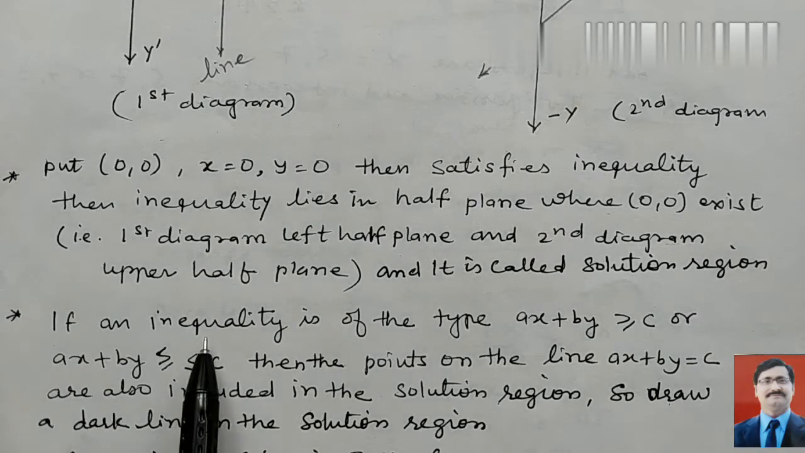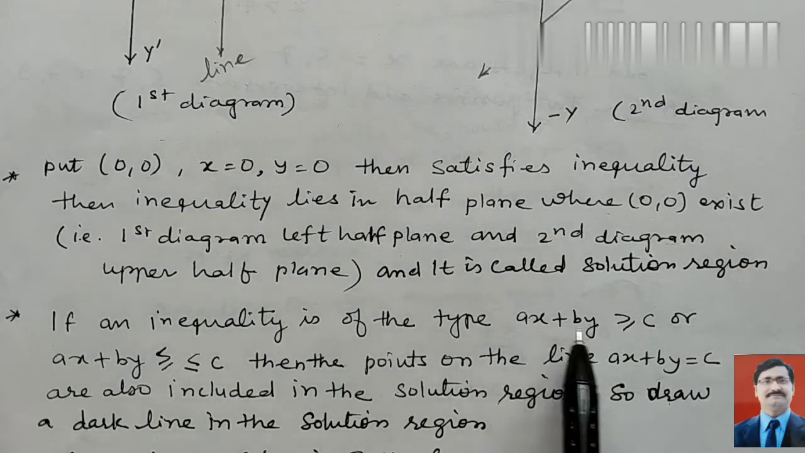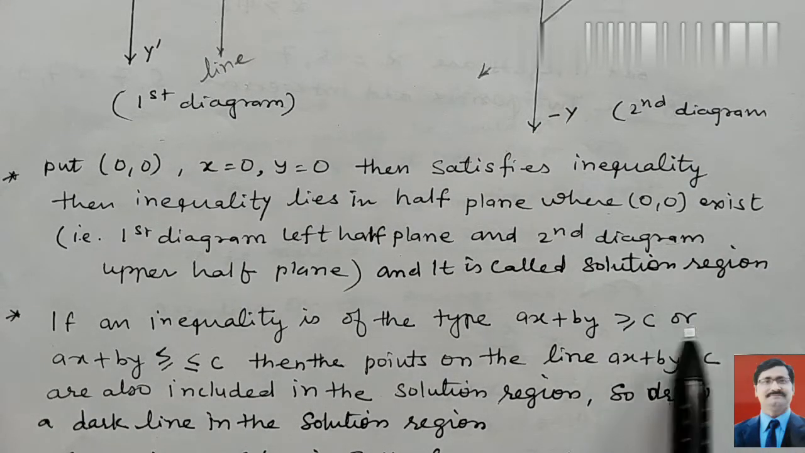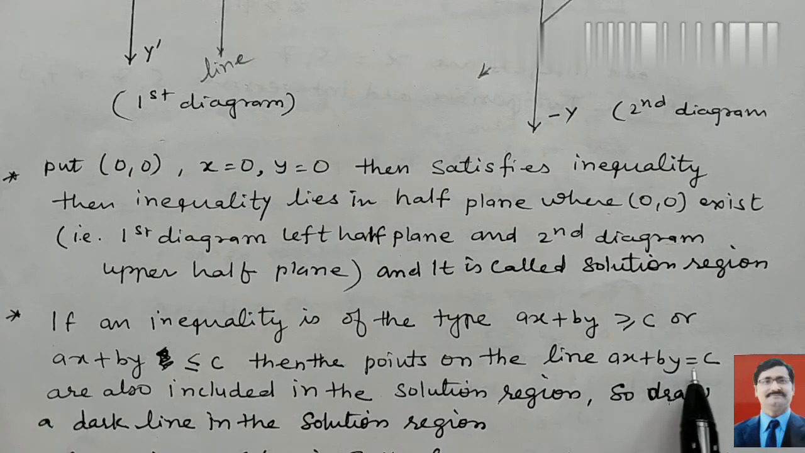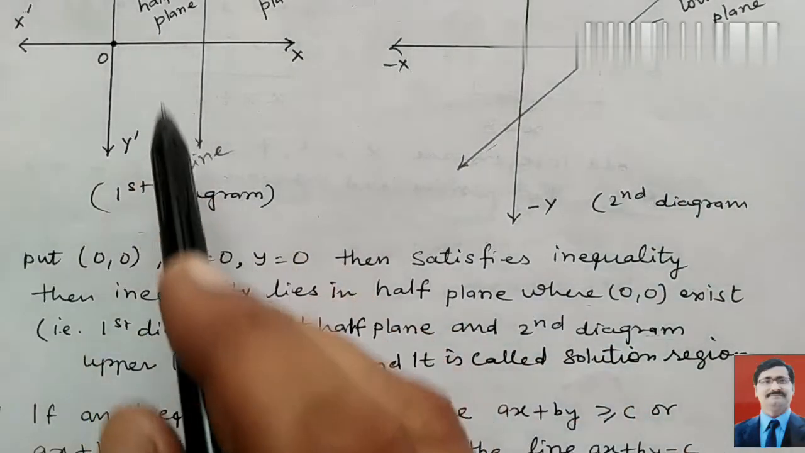Look here, if an inequality is of the form ax plus by greater than or equal to c, or ax plus by less than or equal to c, meaning the equal sign is also present, then the points on the line ax plus by equal to c, meaning the line we draw, are also included in the solution. So this line is also included in the solution region, so draw a dark line. You can check the diagram, here we have already drawn a dark line, so you will draw the dark line only.